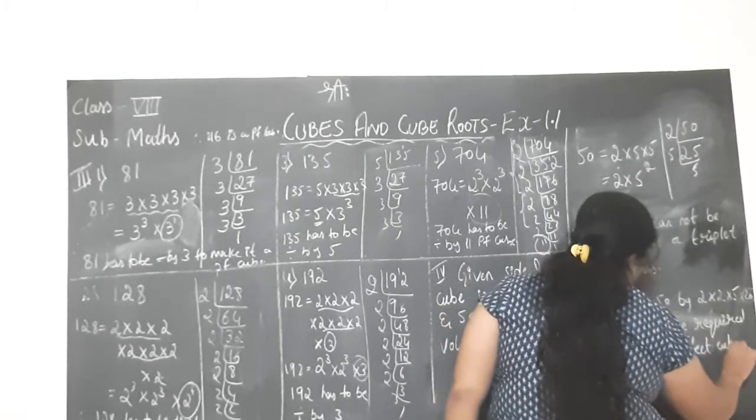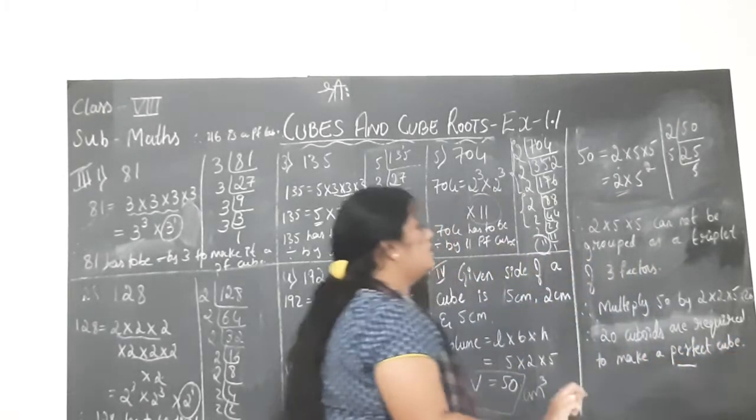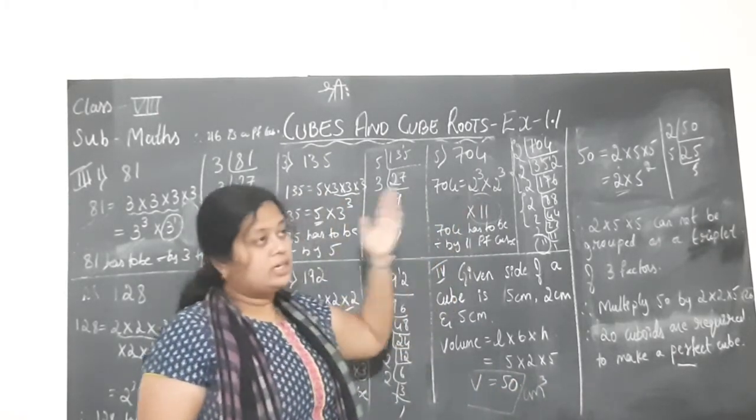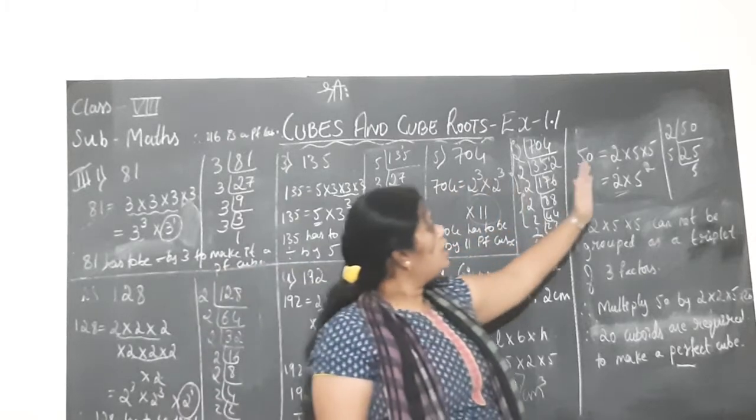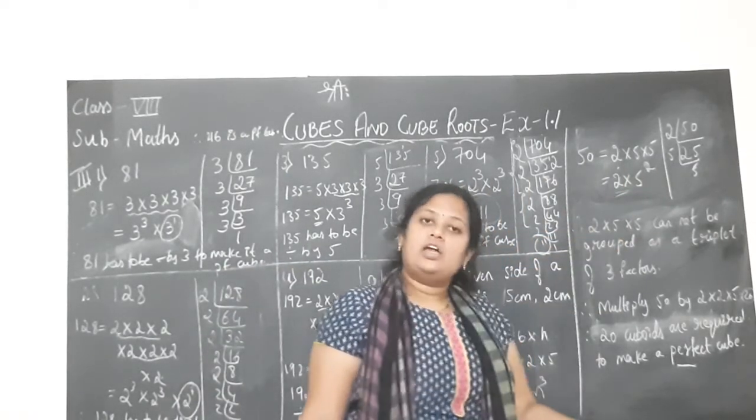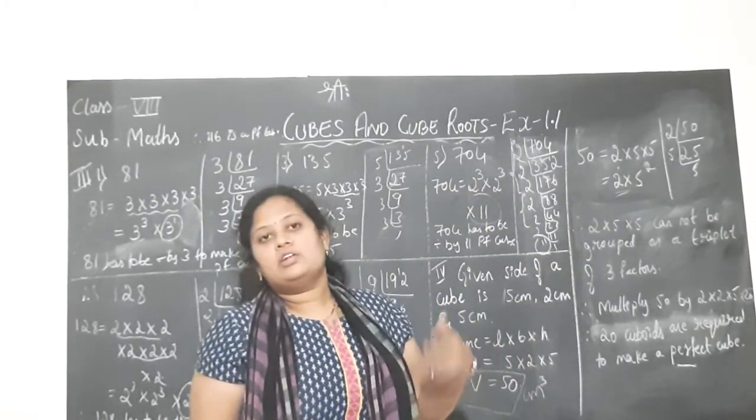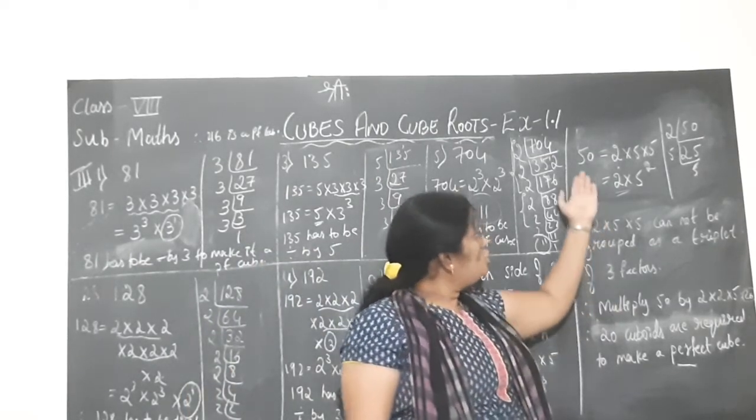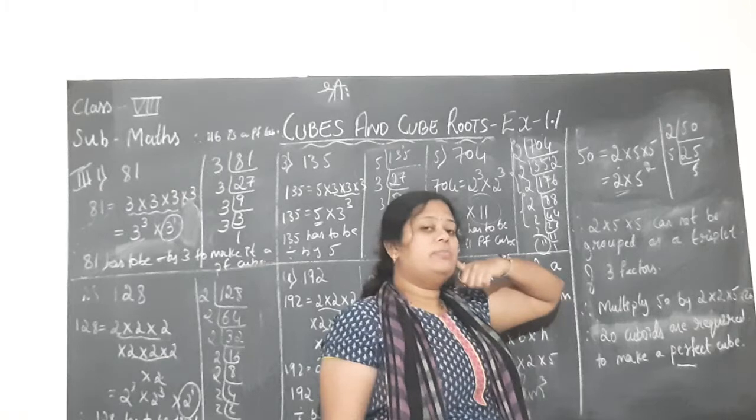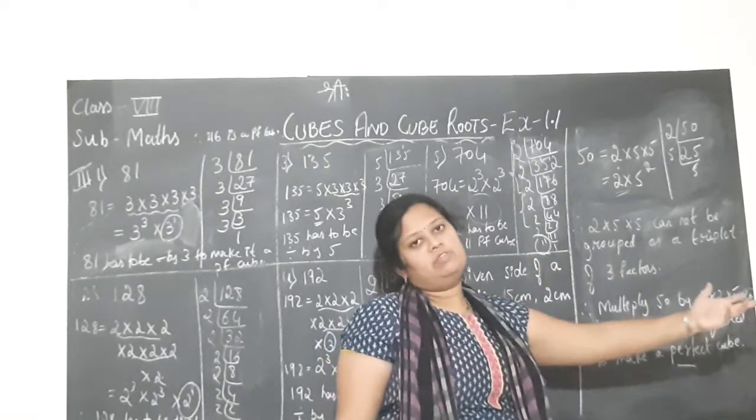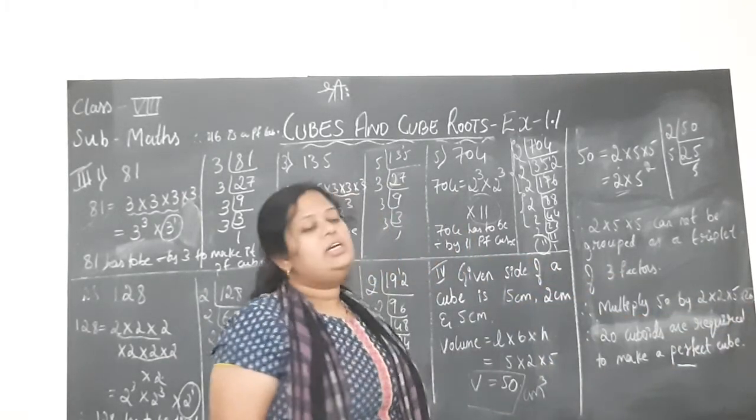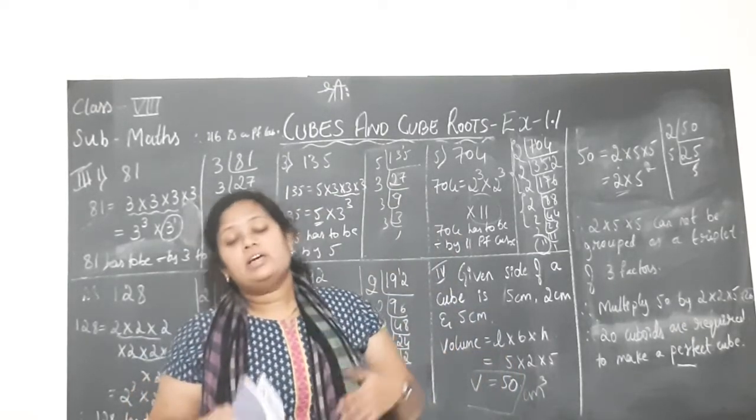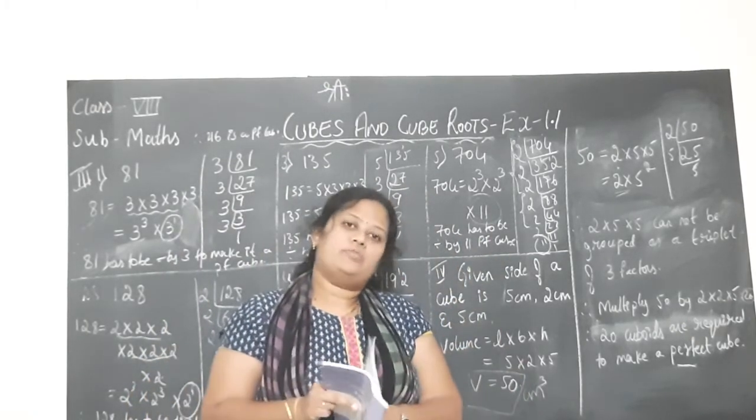Just like the example problem, children. We came to know the factors of 50 are 2 into 5 into 5. None of them can be grouped into triplets of 3. Therefore, we will just multiply. What should we multiply by 50 in order to make it a perfect cube? 2 into 2 into 5, which equals 20, and 20 such cuboids are required to build a perfect cube, children.